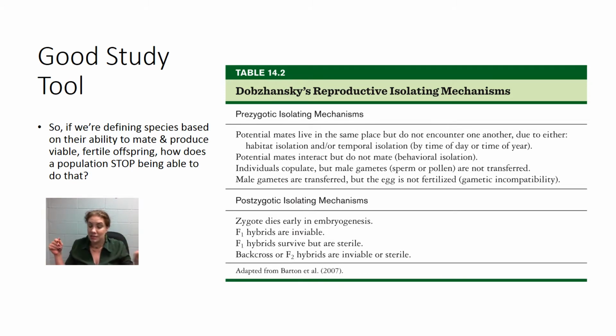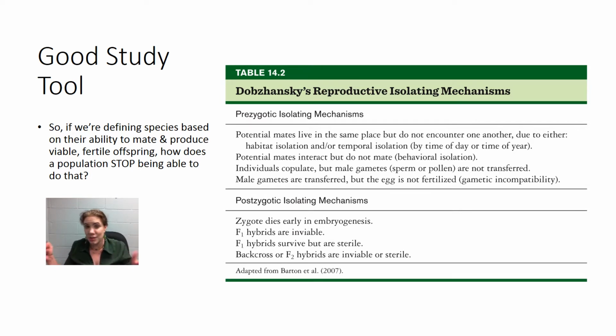The potential mates may actually interact with each other, but they don't mate. This could be due to behavioral isolation. So maybe they don't find each other's mating songs or mating dances to be sexy. It's just not attractive. That's thought to be a big part of that potential possibility. The individuals may actually copulate. They may go through the behaviors, but the male gametes, the sperm or the eggs, may not be transferred.